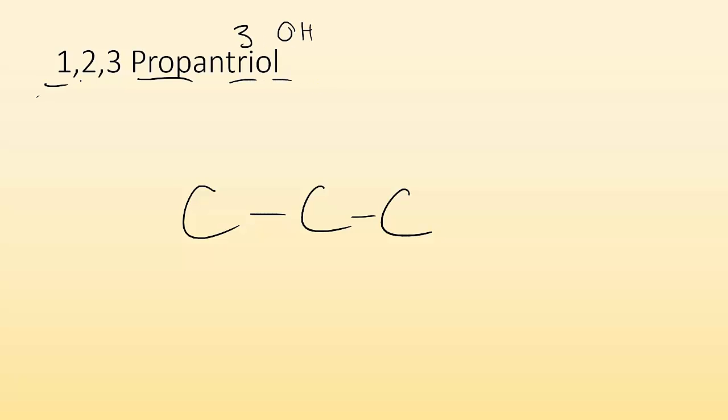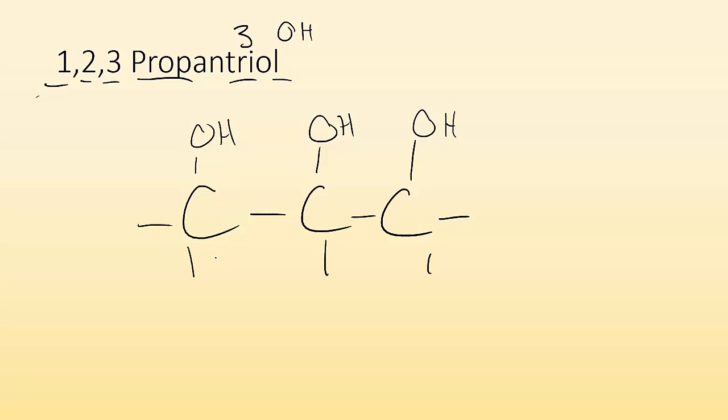All right, how do I draw this? 1,2,3-propanetriol. Well, prop tells me I got 3 carbons. Triol is telling me I got 3 OHs. And these numbers are going to tell me where. So on the first, the second, and the third, I have alcohol groups. And then I fill in the rest of the bonds, my carbon bonds, with hydrogen.